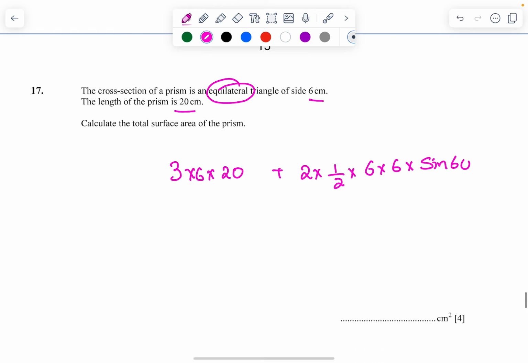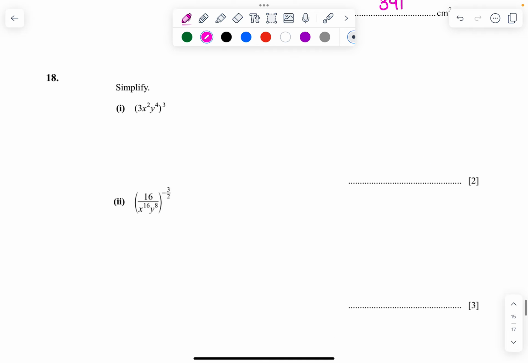When you add them all, it's going to be 18 times 20 plus 6 times 6 times sin 60. Sin 60 is root 3 by 2. Use the calculator, you should be able to get 391.